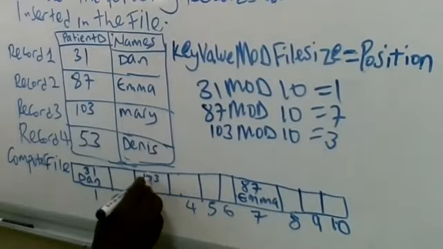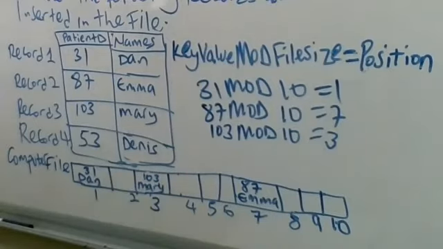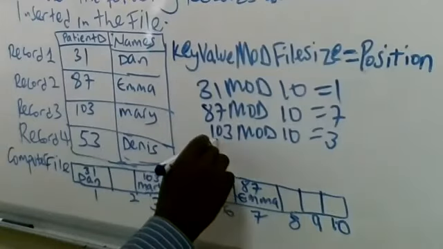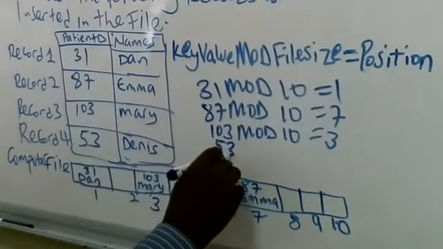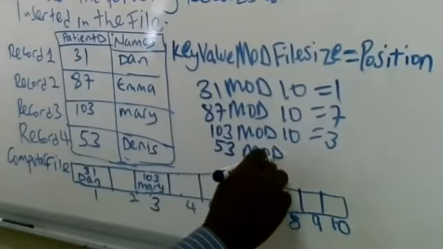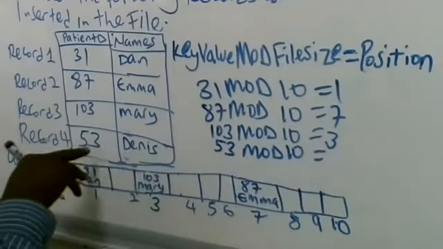So this is our record. That's our ID and the name. In this case, our record is made up of two values, the ID and the name. So we shall do that. Then we shall get 53 modulus 10. Now we want to insert the record of Dennis.